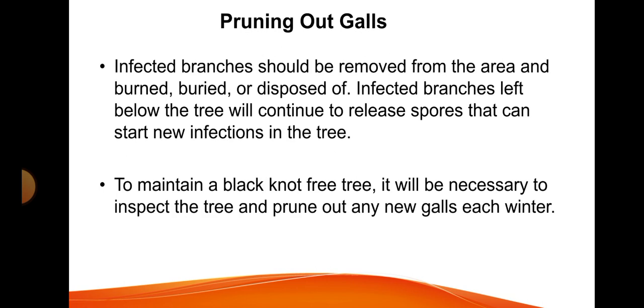Infected branches should be removed from the area and burned, dried, or disposed of. Infected branches left below the tree will continue to release spores that can start new infections in the tree. To maintain a black knot free tree, it will be necessary to inspect the tree and prune out any new galls each winter.